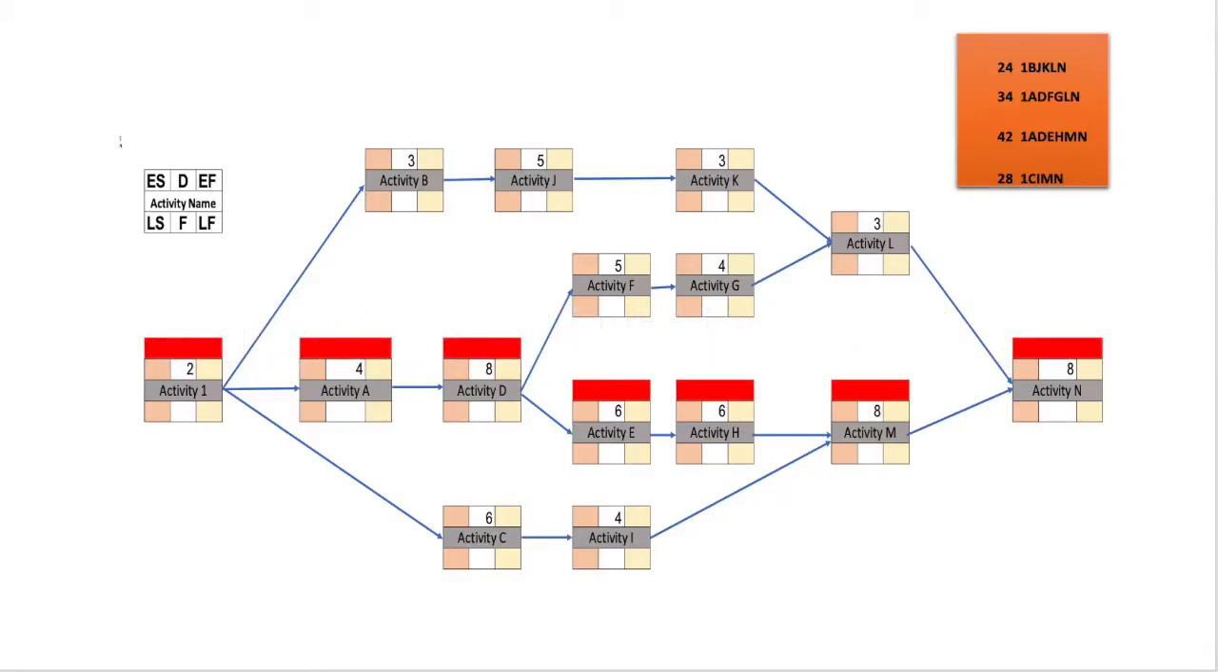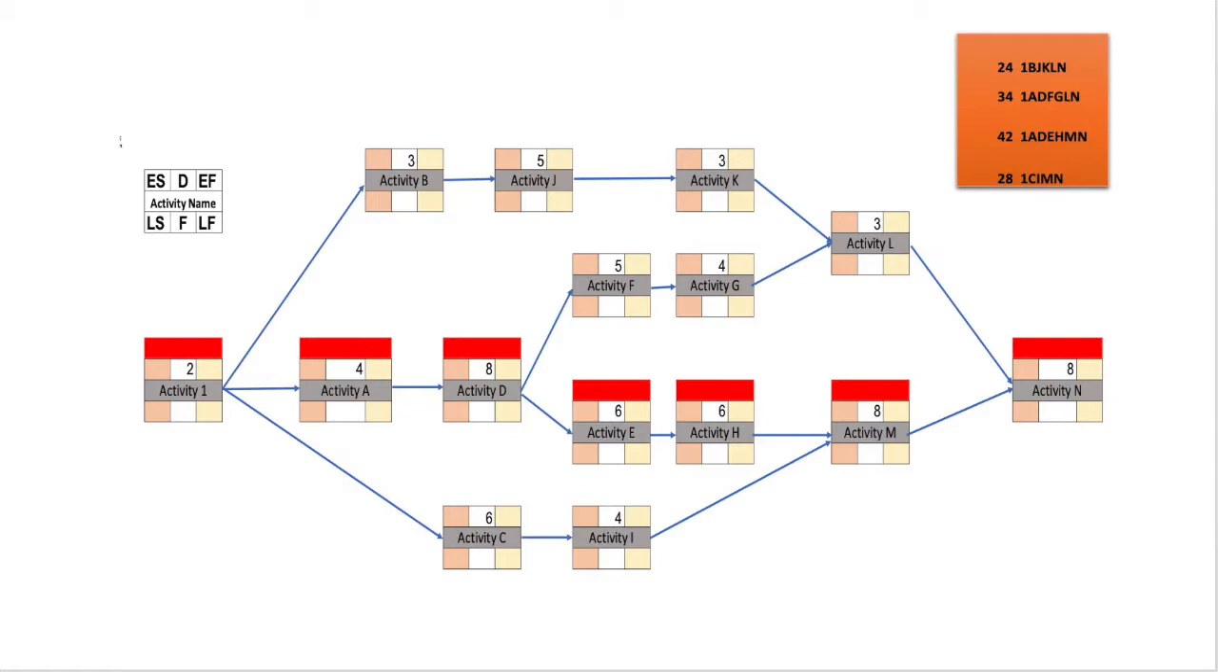On the top left corner you can see a box which has ES for early start, D for duration, EF for early finish, the activity name, LS for late start, F for float, and LF for late finish. We use two methods, the forward path method and the backward path method. For finding early start and early finish, we use the forward path method.